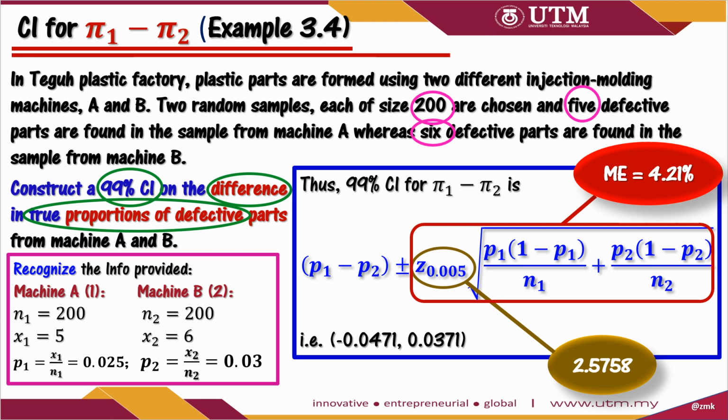What are we saying based on this answer? Here we are saying that the 99% confidence interval for pi1 minus pi2 is the point estimate P1 minus P2 plus minus the margin of error of about 4.21%, which results in the answer negative 0.0471 and 0.0371.